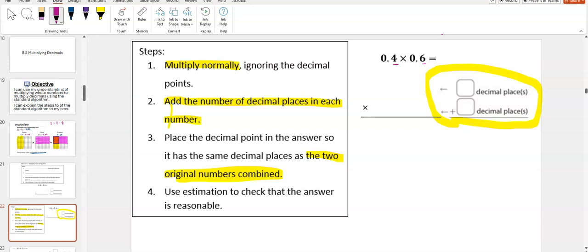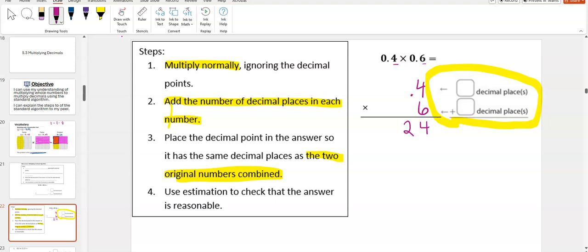Okay. What I'm also going to do now, well, I'm just going to start. So I'm going to multiply normally. I'm going to go ahead and set it up as a normal thing. Now it does say ignoring the decimal point, so I'm actually just going to do 4 times 6. Okay, and I'm just going to multiply normally. 4 times 6 is 24.